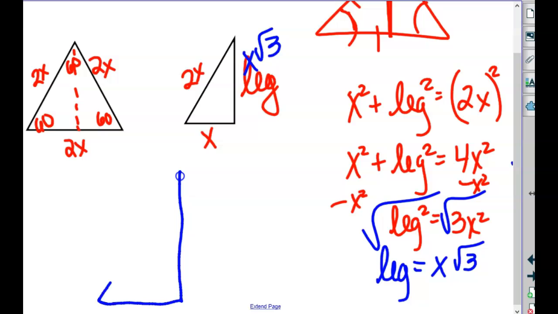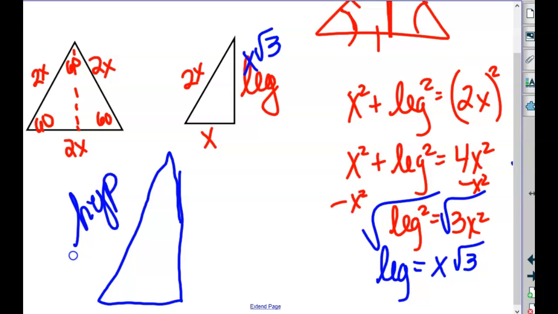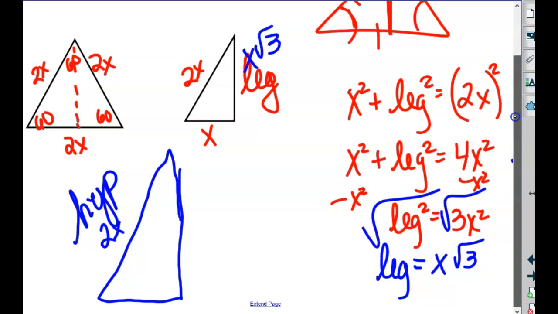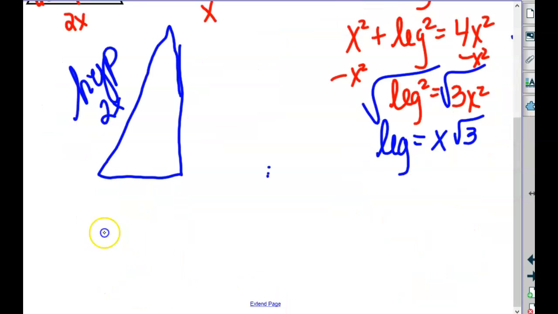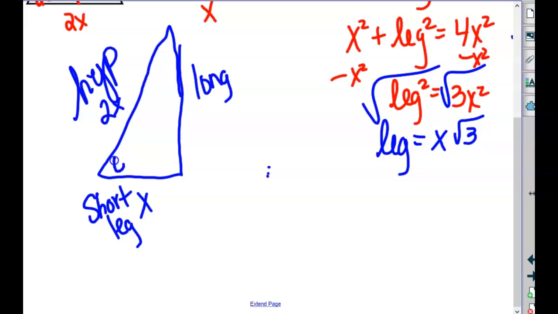What you need to know and have memorized, whoa, sorry, that's a mess, is the hypotenuse is 2X, or 2 times the short leg, where the short leg down here is X, and the long leg across from the 60, that's how we determine it's the long leg, is X square roots of 3.